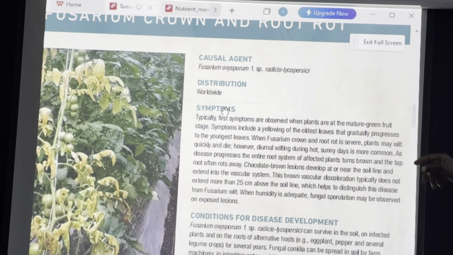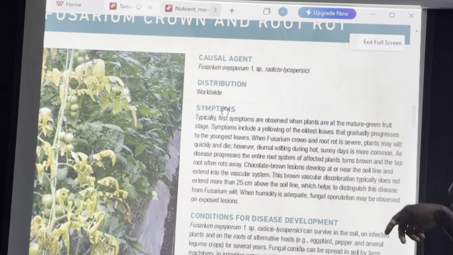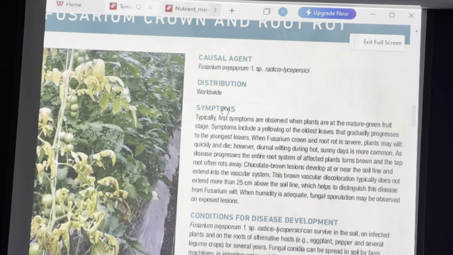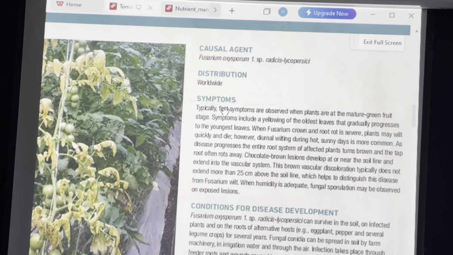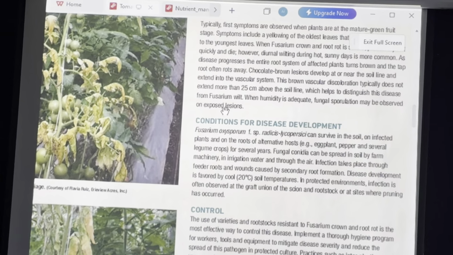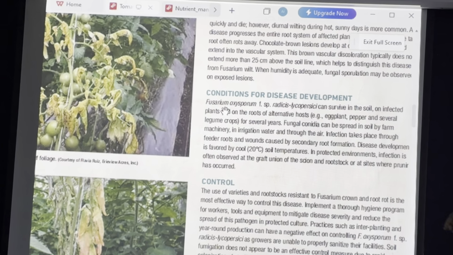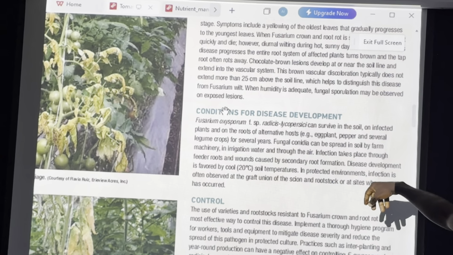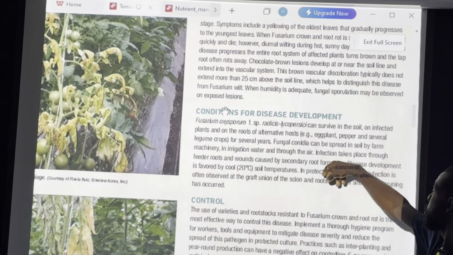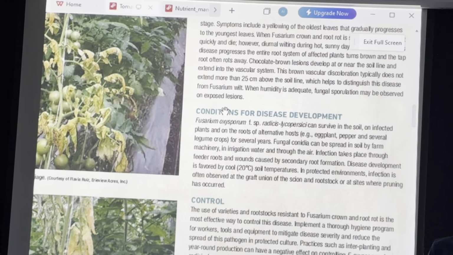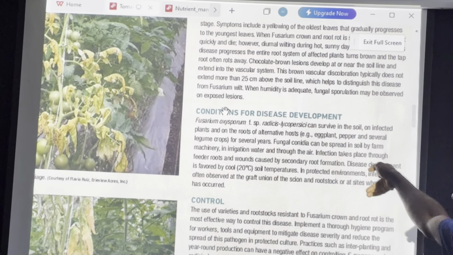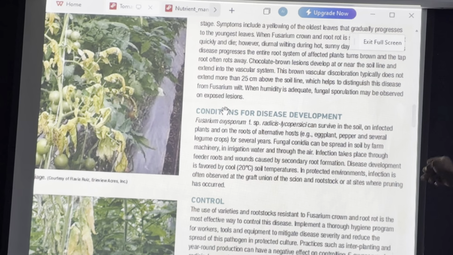Now, like I said, the causal agent, Fusarium oxysporum, not only causes Fusarium crown and root rot. As we move further in the slides, there are other diseases caused by Fusarium oxysporum. Conditions necessary: solanaceous plants. It can live on solanaceous alternative hosts, eggplant, pepper, or several legume crops. Legume crops or solanaceous plants can host the oxysporum strain.